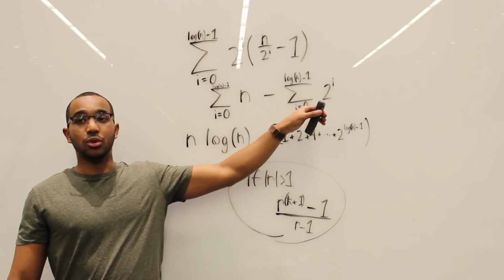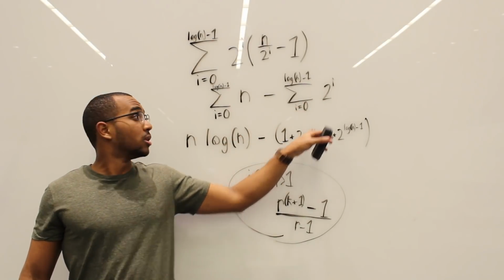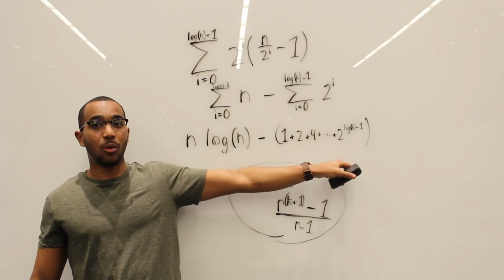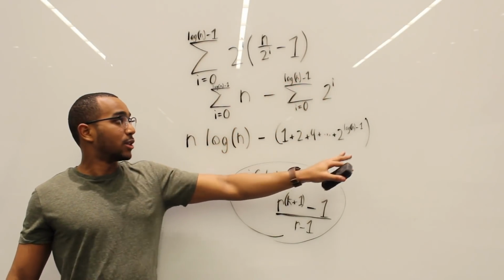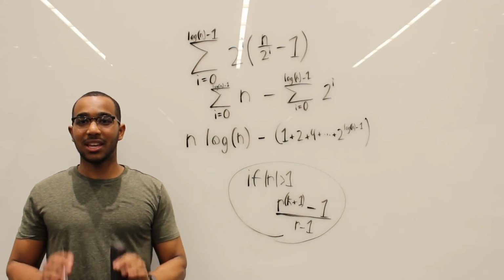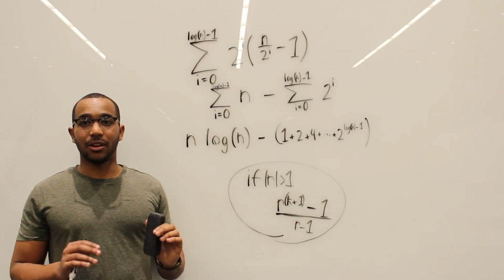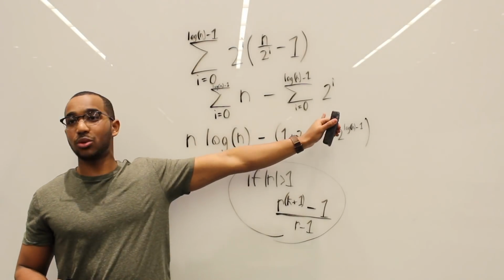So we say 2 to the 0 is 1. 2 to the 1 is 2. 2 to the 2 is 4, and so on, until our last term, i, is this as the last term, 2 to the log n minus 1. So what happens is our r here is going to be the base. It's going to be the base we have right here.